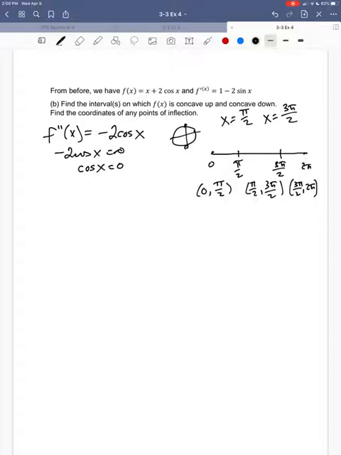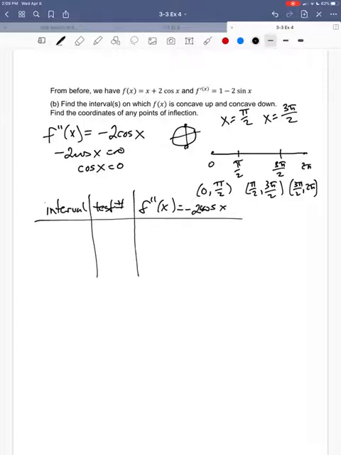And I'm going to make my sign chart. So I have my interval. I'm going to get a test number in each interval. And then I'm going to have to look at my second derivative, which here it's pretty easy, just -2 cosine x. So 0 to pi over 2, pi over 2 to 3 pi over 2, and from 3 pi over 2 to 2 pi.